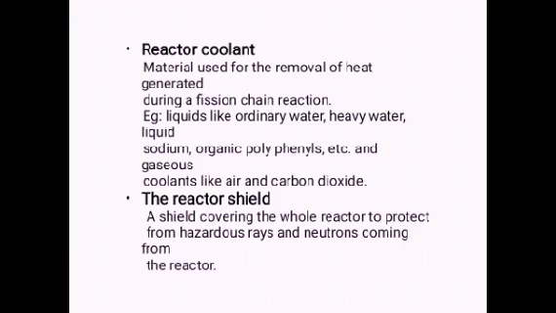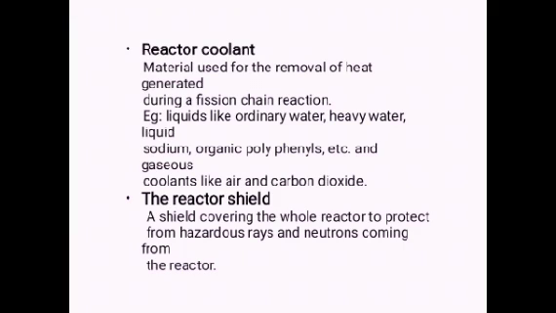Most commonly, the coolant is pumped through the reactor core to take up heat from the fission products. It is then passed through an external heat exchanger where the heat is transferred to the water for production of steam in a boiler and again returned to the reactor in a closed cycle. Typically, the pressurized steam from the boiler will power one or more steam turbine electrical generators. Liquids like ordinary water, heavy water, liquid sodium, organic phenols, etc., and gaseous coolants like air and carbon dioxide are commonly used as coolants.